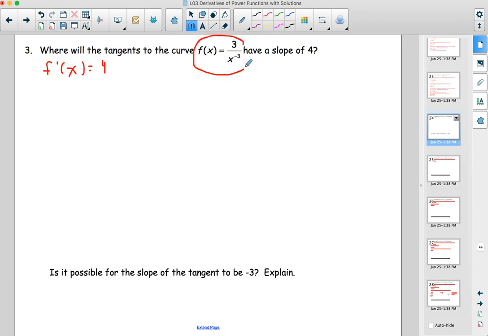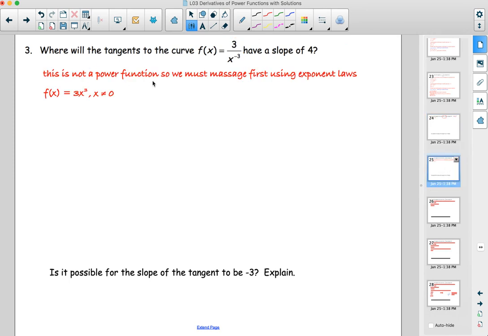First question I'm going to ask you, is that in the form it needs to be? Is that a times x to the n? If it isn't, then you're going to have to write it in the correct form. Again, you can be in control of the timing. I'm just going to move forward. It is not a power function, so I'm going to massage first. 1 over x to the negative n, exponent laws, that's x to the n. So massage first using this exponent law.